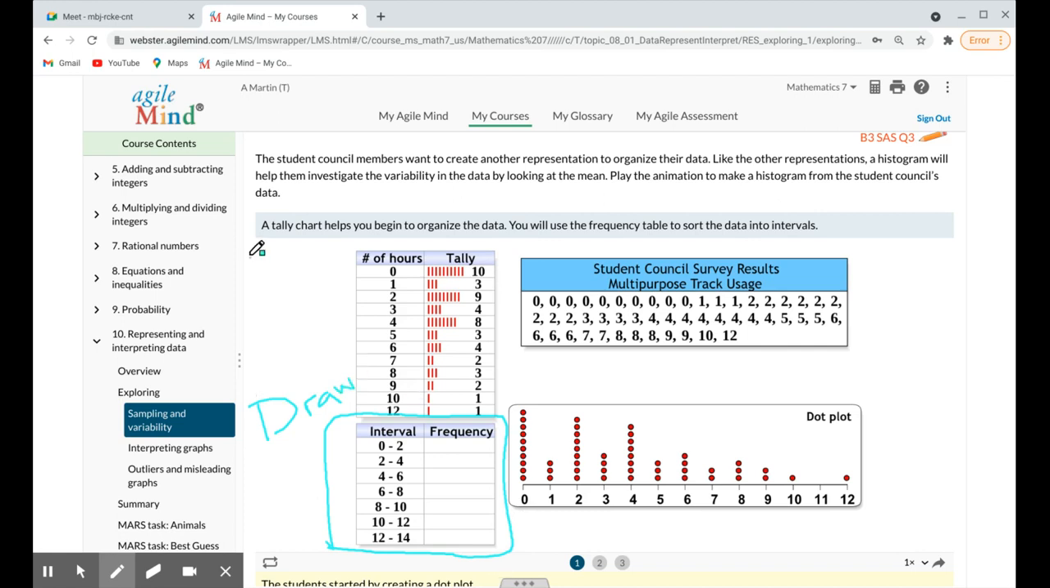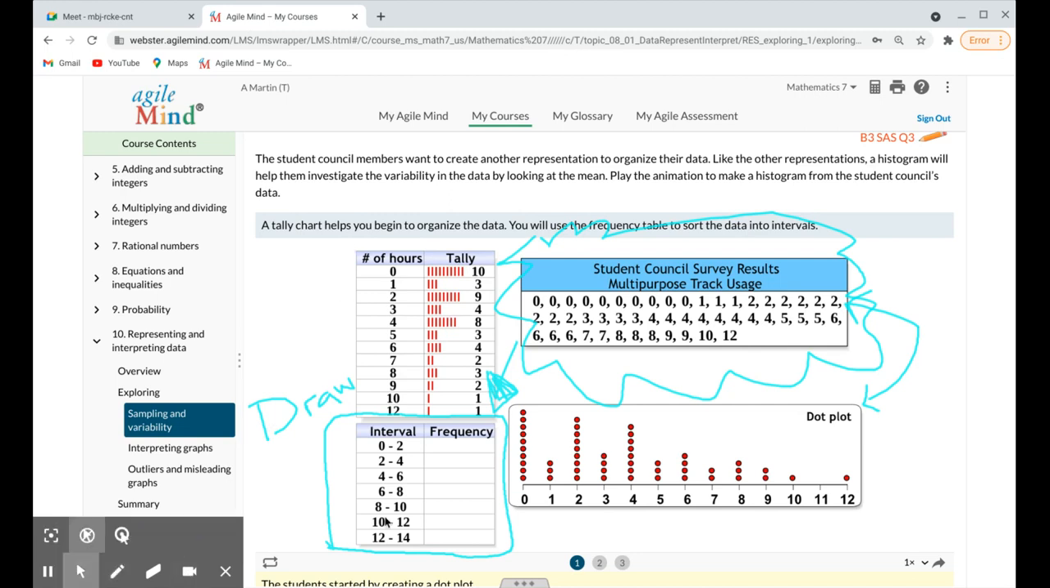Now, these students started this process by creating this dot plot from this information right here. So we're going to take that same information that's right here and we're going to use it to fill out our interval and frequency ranges. All right? So we're going to do that in our next step now.